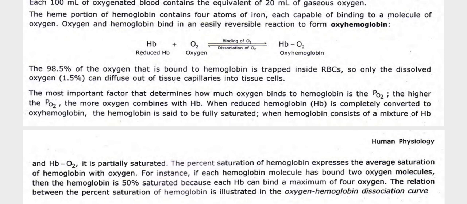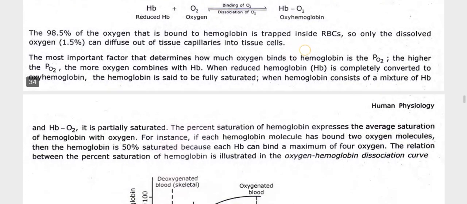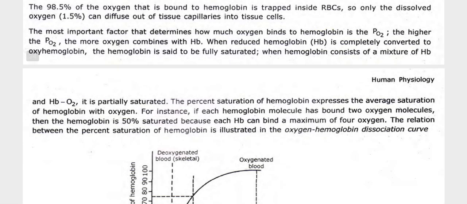The most important factor that determines how much oxygen binds to hemoglobin is the PO2. The higher the PO2, the more oxygen combines with Hb. Then reduced hemoglobin is completely converted to oxyhemoglobin. The hemoglobin is said to be fully saturated. When hemoglobin consists of a mixture of Hb and HbO2, it is partially saturated.